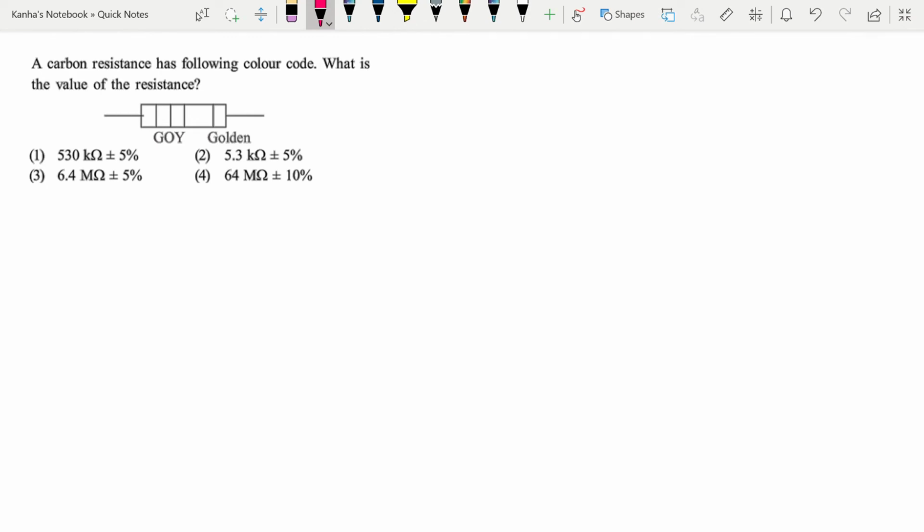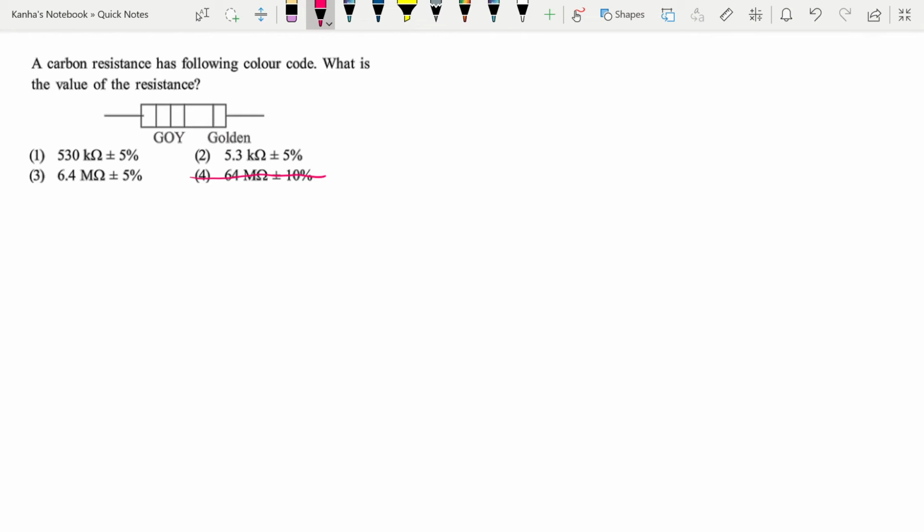Let's look at the next question. A carbon resistance has the following color code. What is the value of the resistance? So you are given the first 3 strips as green, orange and yellow, and the last one as golden. Okay, so as golden is 5%, first of all, you can just eliminate this option. It's easier to remember gold, silver and no color, because there are only three options. Now you are left with the rest three.